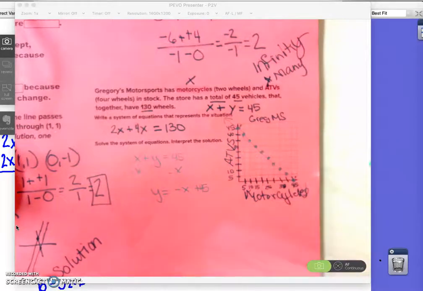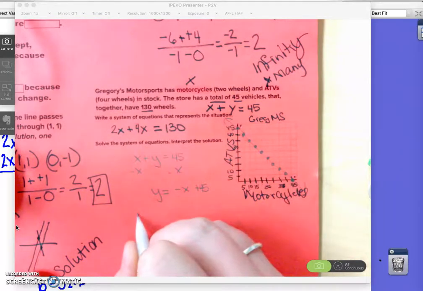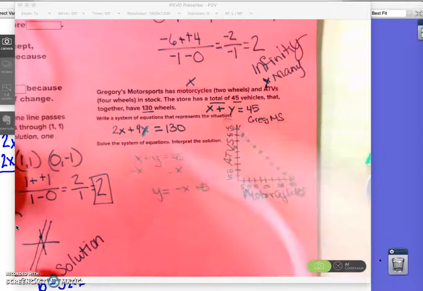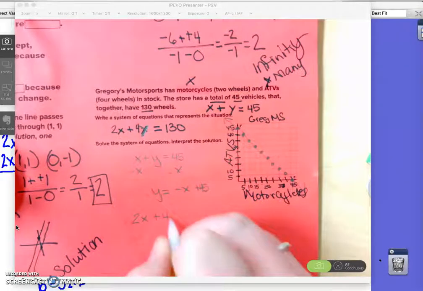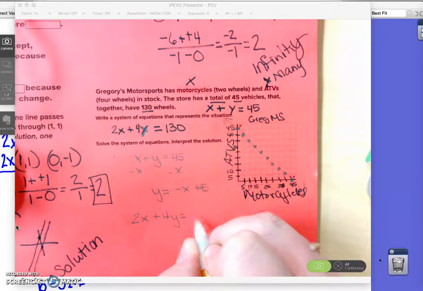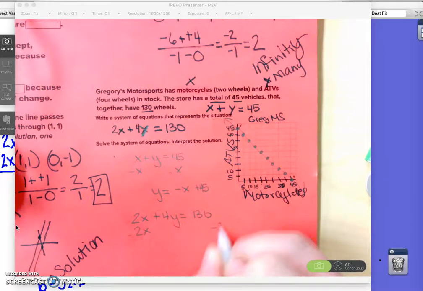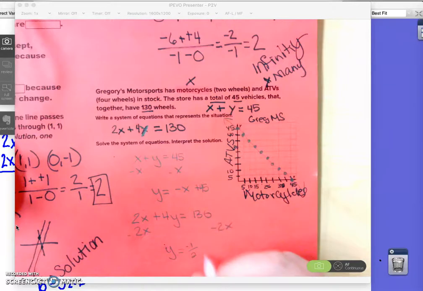Okay, so now I want to graph this equation. Here I have, this should be a y. That's one thing we should be careful of when we're writing our x's and our y's, to make sure that they look like x's and y's. So 2x plus 4y equals 130. I would subtract 2x. Because I'm running out of time, I'm just going to tell you that the equation equals y equals negative 1/2 x plus 32.5.